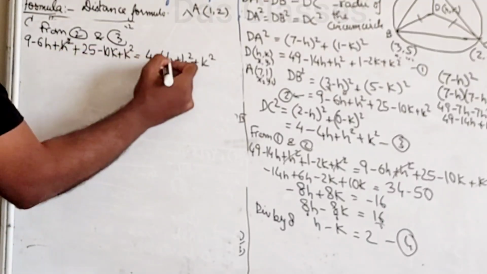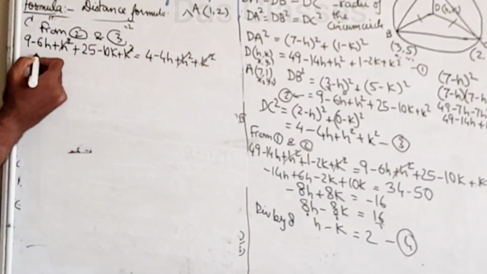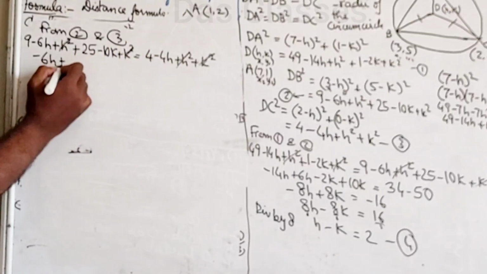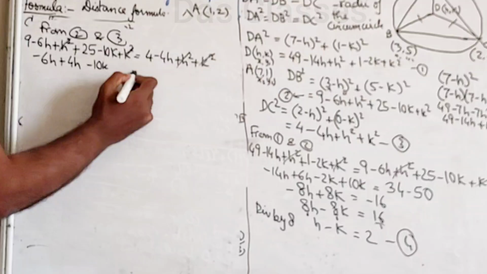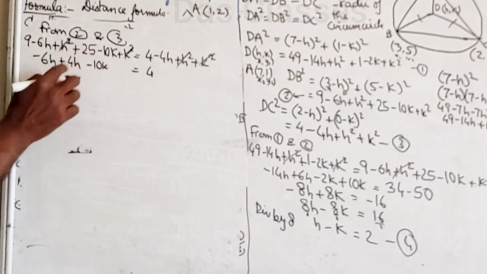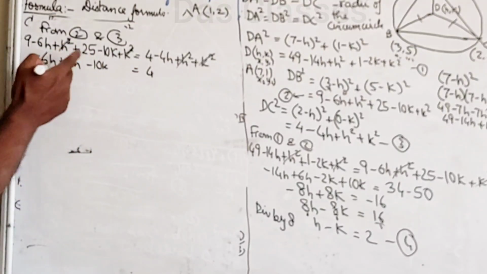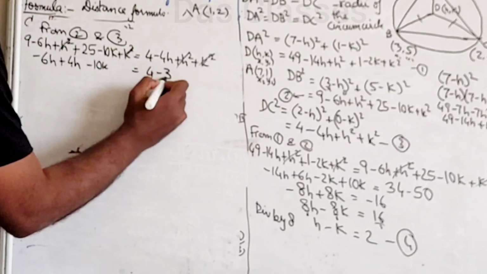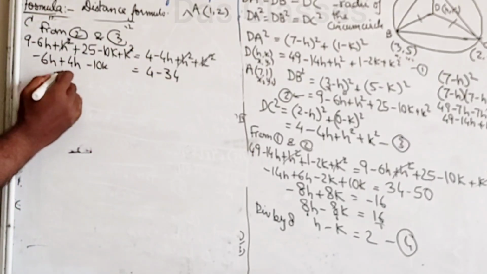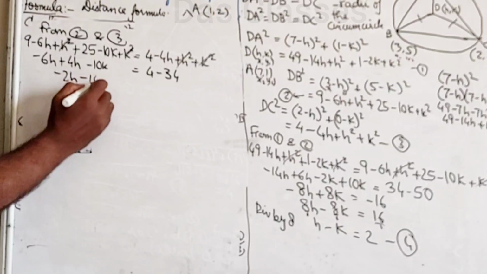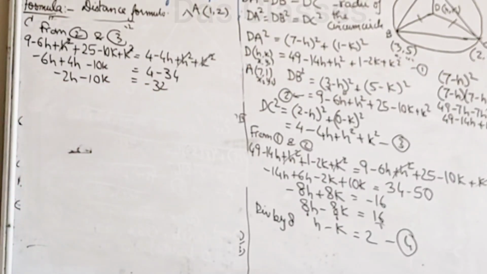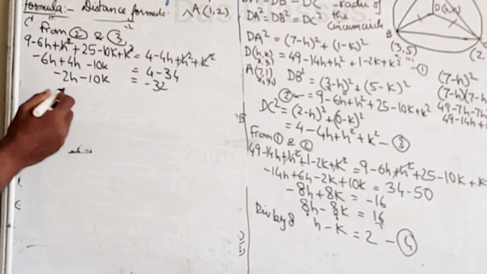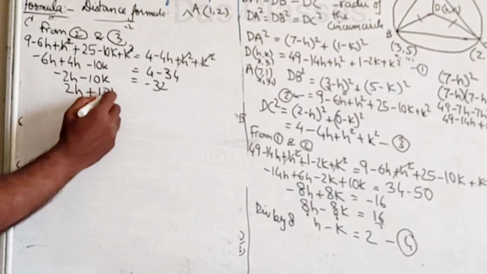So h^2 cancelled, k^2 cancelled. So it's minus 6h, this comes this side, 4h, and minus 10k, no k over here, and only 4 over here. 9 plus 25 is going to be 34. It comes this side, minus 34. So that's going to be equal to minus 2h minus 10k would be equal to minus 32. All are divisible by 2. And again, the first term has got a negative sign to it, so we'll just remove that negative sign.